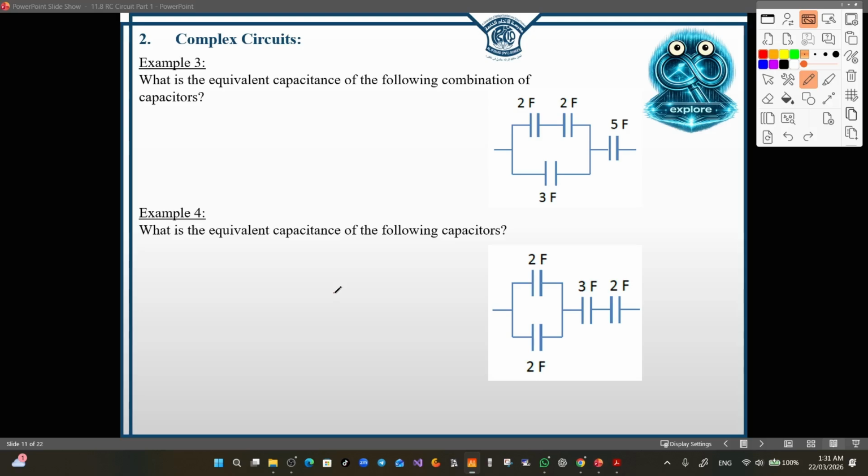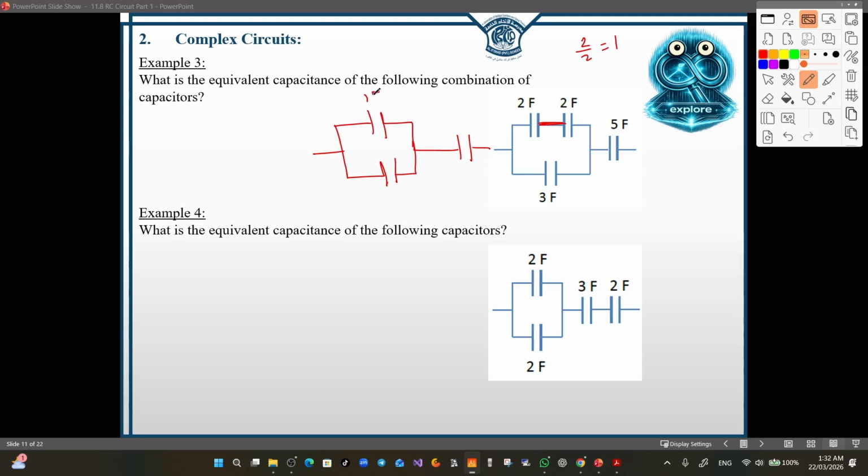What is the equivalent capacitance of the following combination of the capacitors? We can notice that the 2 farad capacitors here are connected in series because we have one terminal in common, and we can find the equivalent of these two capacitors using one of the shortcuts. So since they are identical, I will take the value of one of them and divide over the number of the identical capacitors. Since we have 2, 2 over 2 equals 1.